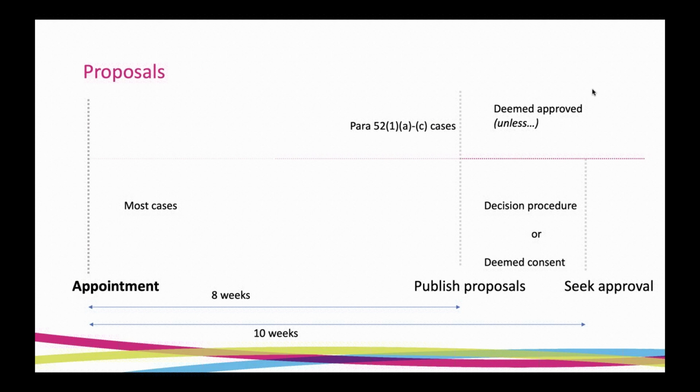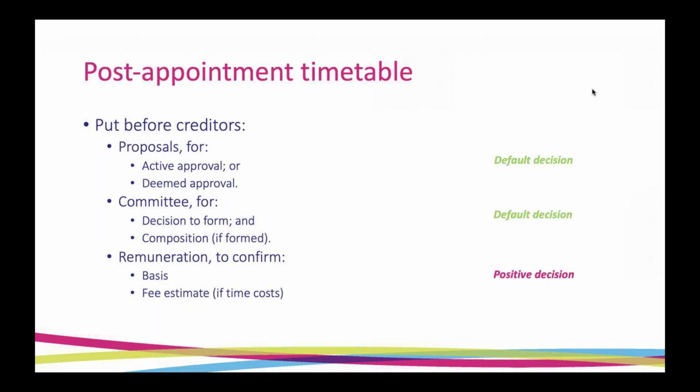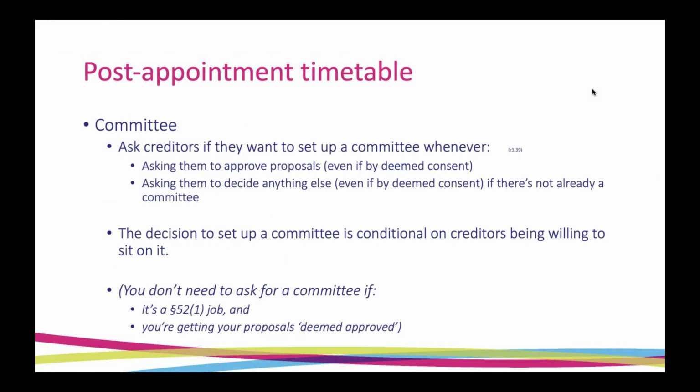And you see the demarcation line there running across that slide. It darkens from the date when the proposals are published, and that's because it's the opinion that you state in your proposals that defines whether the administration runs on a paragraph 52.1 track or not. And once it's been set on that track, it stays on that track. So those are the three decisions for creditors: proposals, committee, and remuneration. Let's look at the committee.